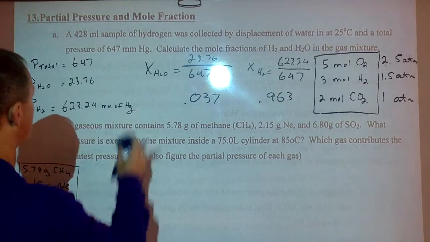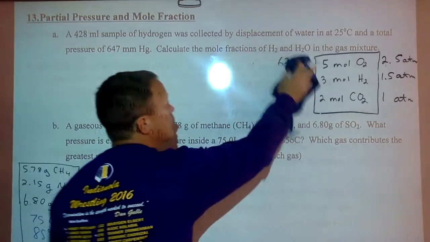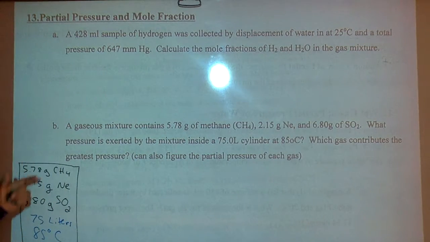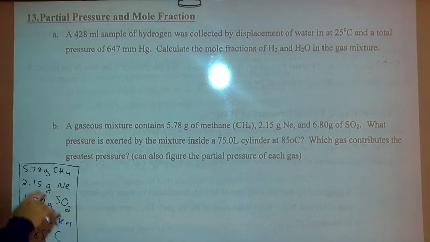All right, here's maybe a little bit more legitimate question. So this one down here is telling you have a container, and this container contains this many grams of methane, this many grams of neon, and this many grams of SO2. Now I can't look at these and go, well, this one causes the most pressure. It's whichever one is the most number of moles, not the most number of grams that causes the most pressure. So once I figure out moles, I can figure out which one is causing the most pressure. It's telling you the temperature is 85 degrees Celsius. It's a 75-liter container.